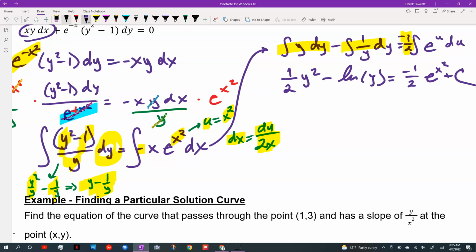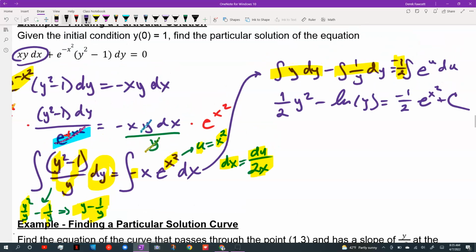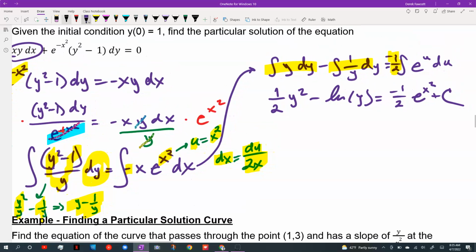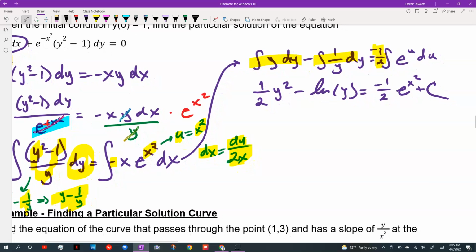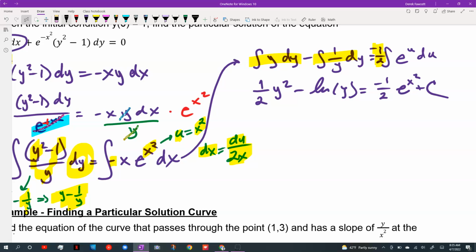Now the next thing that we need to do is to figure out what c is. Now, we could go ahead and go through and solve for y, but at this point, let's just go ahead and plug in our initial condition, because it doesn't matter when you plug it in, right? So when x is 0, y is 1. So it's going to be 1/2 times 1 squared minus the natural log of 1 is equal to negative 1/2 e to the 0 plus c.